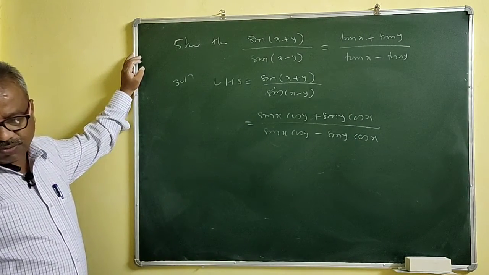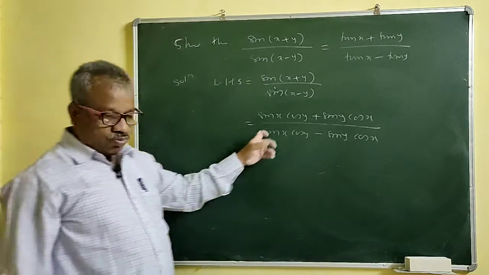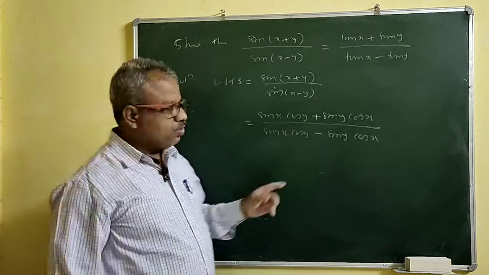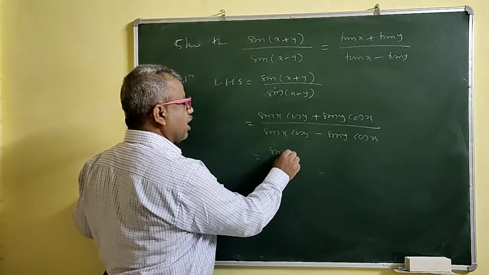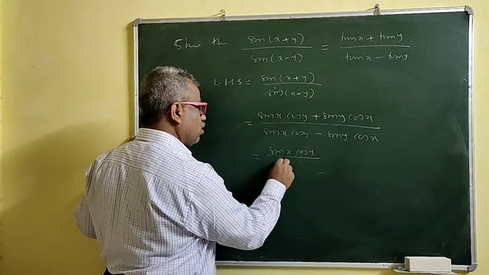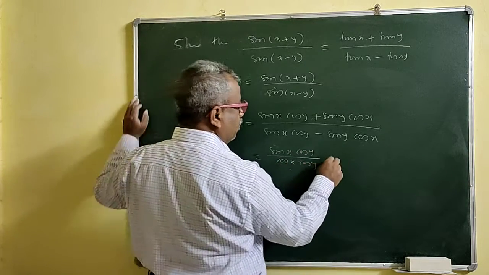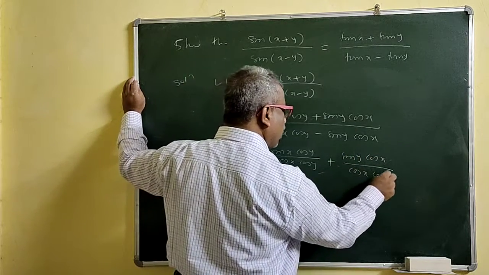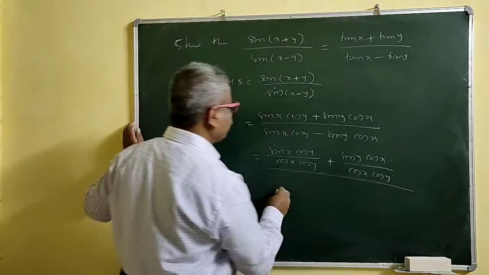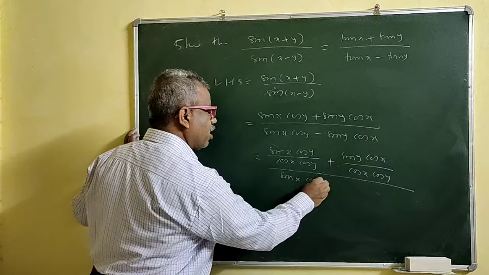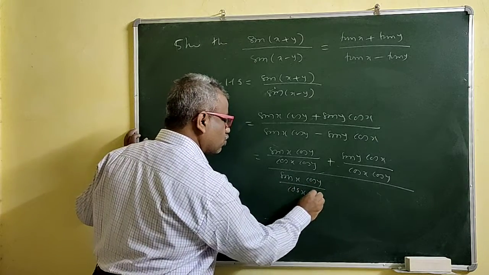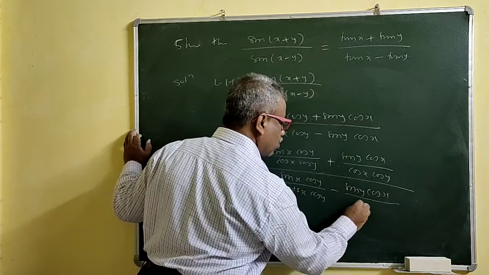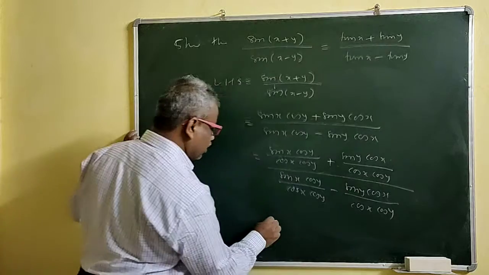So you want tan now. So we'll divide each term of the numerator and denominator by cos x cos y. We'll divide: sin x cos y upon cos x cos y plus sin y cos x upon cos x cos y, upon sin x cos y upon cos x cos y minus sin y cos x upon cos x cos y. Now see, we will get the result.